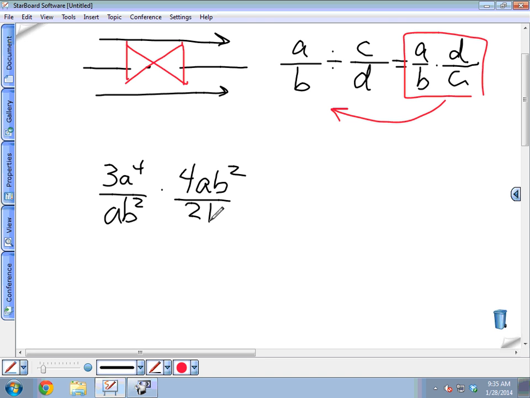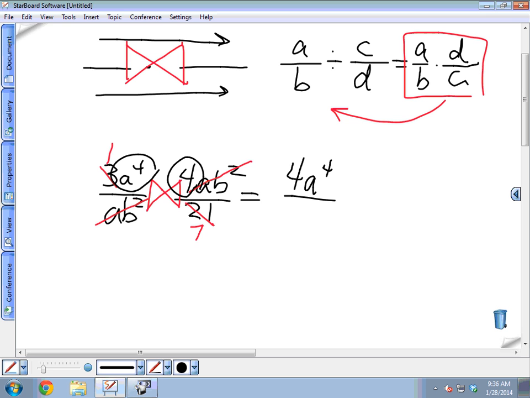I'm multiplying, so I can go directly to my bow tie cancel, right? So draw your bow tie in there. If you want to look at your numbers first, look at your numbers first. 3 goes into 3 once, and it goes into 21 7 times. ab squared, ab squared, ab squared along this line can cancel out. Now I multiply straight across, and straight across I have an a to the 4th times 4, 4a to the 4th, over 1 times 7, which is 7. Remember, there's a 1 here when you cancel that out.